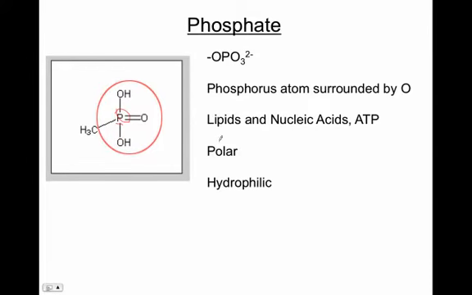We see phosphate groups in lipids. They're going to make up the polar head of the phospholipid, which is a component in building cell membranes. We also see phosphate groups in the nucleic acids. They build the backbone along with the sugar deoxyribose in the nucleic acid molecules. And phosphate are also attached to a molecule called adenosine triphosphate that is the cellular energy source. Okay, so phosphate groups, PO3 2-, very polar, very hydrophilic.